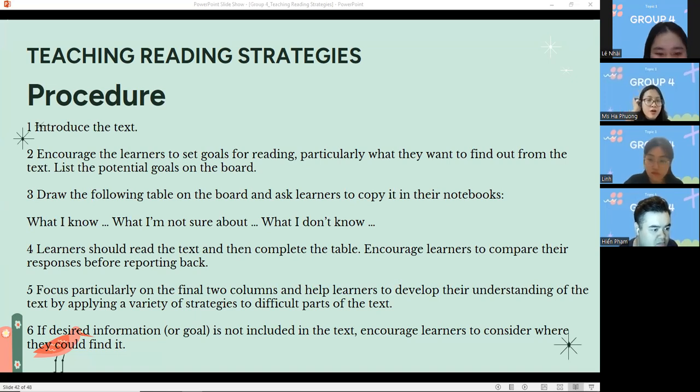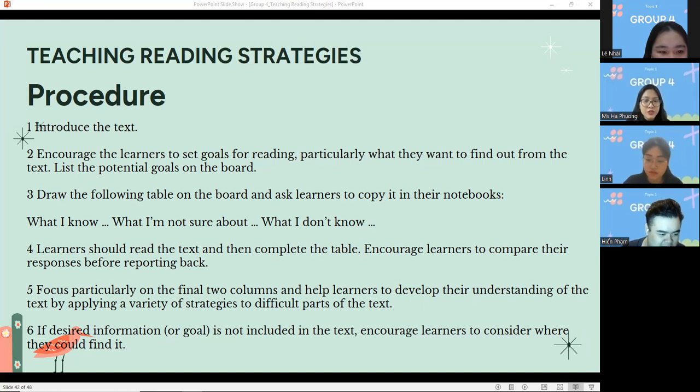Next, draw the following table on the board and ask learners to copy it in their notebooks: what I know, what I'm not sure about, and what I don't know about the text. Learners should read the text and then complete the table about the three questions above. Then the teacher encourages learners to compare their responses before reporting back. Fifth, the teacher focuses particularly on the final two columns and helps learners to develop their understanding of the text by applying a variety of strategies to difficult parts of the text.